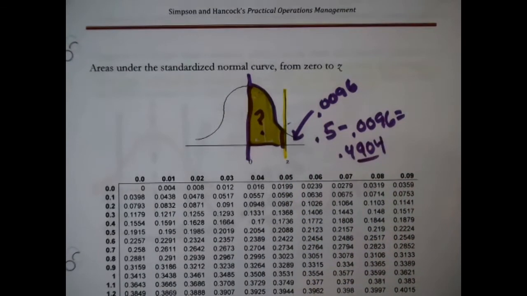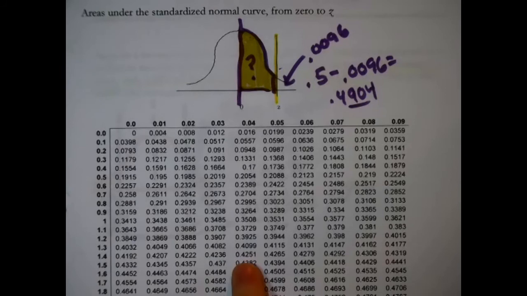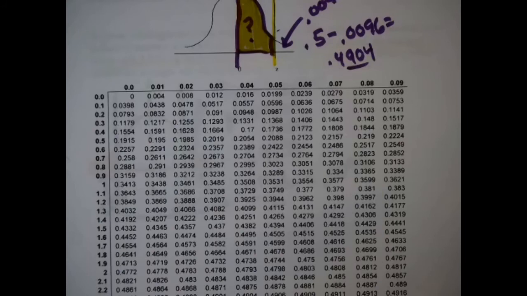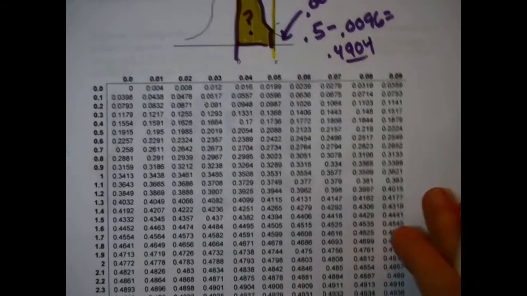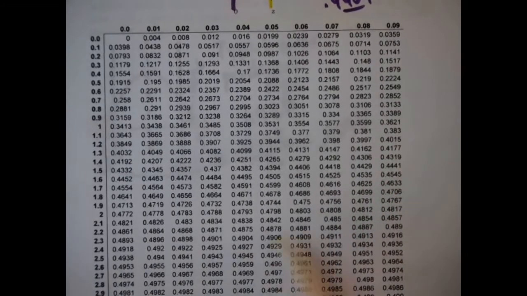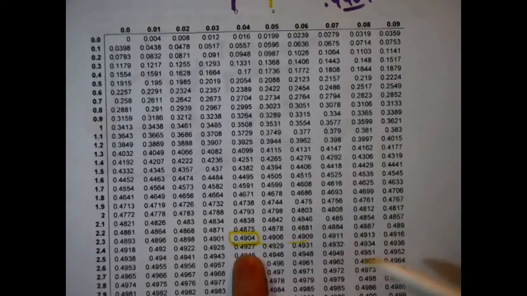You say, all right, fine. Then what? Look for 0.4904 here in the body of the table. Look for the number that's closest to 0.4904. 0.4904, 0.4925, 0.4932. It's going to be pretty low. 0.494. No, that's 0.4904. There it is, just exactly. I don't have to look at what's closest.